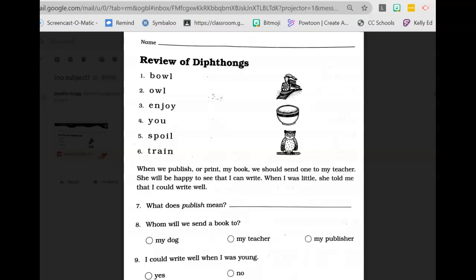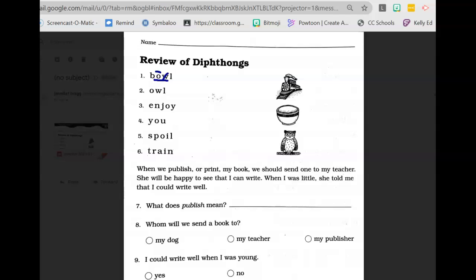So we have bowl. This goes with our lesson. We have the OW sound, but it makes a long O sound. We have OW with a long O sound. So we're going to code this. Let's underline the digraph. It has a long O sound, but we don't hear the W. So we're going to code it this way.